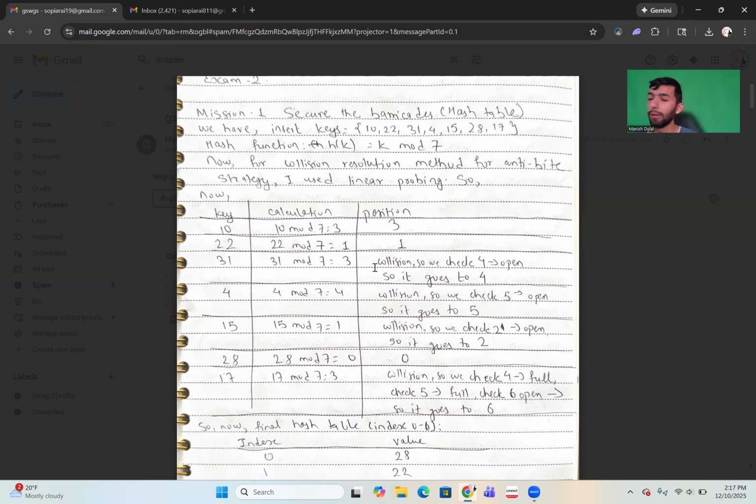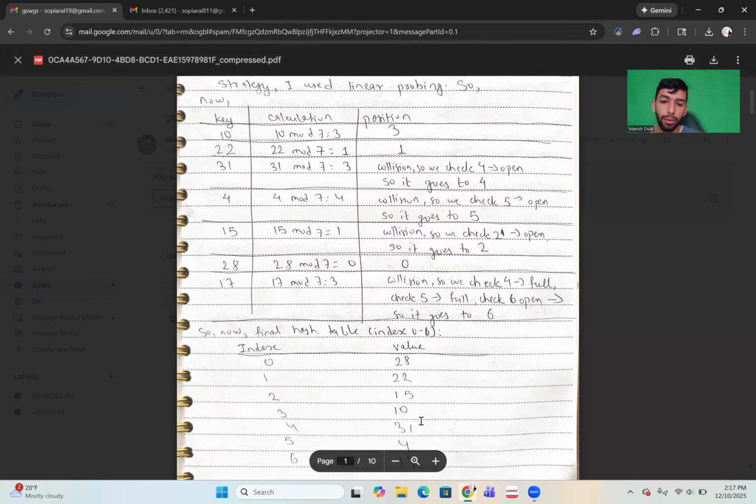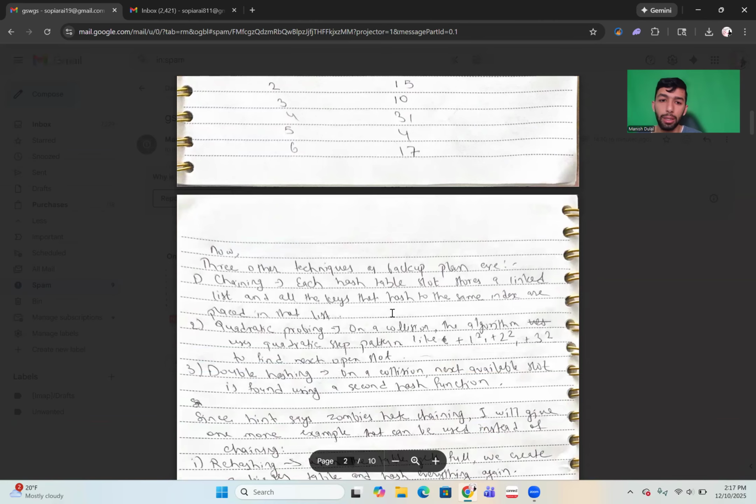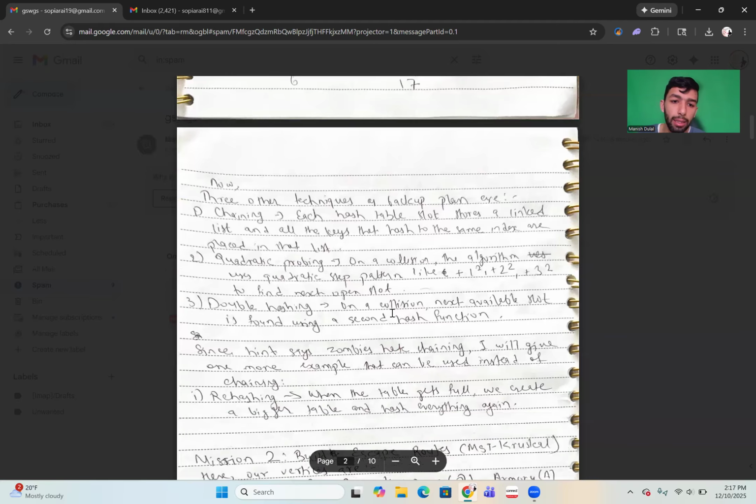We did this for every single one of the keys that we have, that is 10, 22, 31, 4, 15, 28, and 7. After inserting all the items, we wrote the index and the value that we generated, and that is all. That's all we did, and we could find the item using the hash table. And for the alternate, this was kind of a weird one. Alternate methods, other methods that we could use.